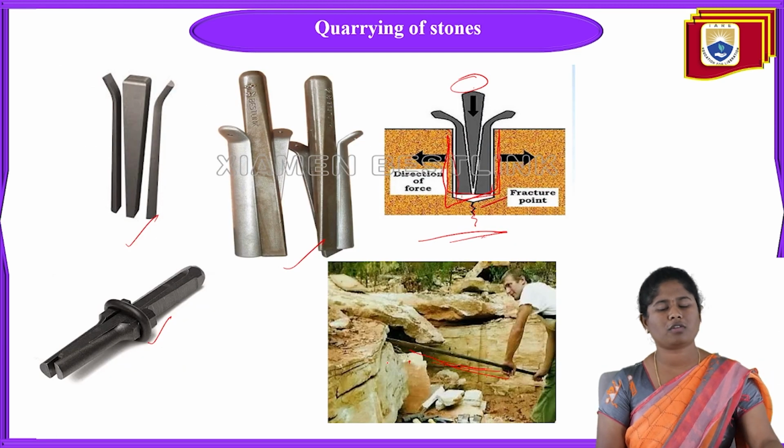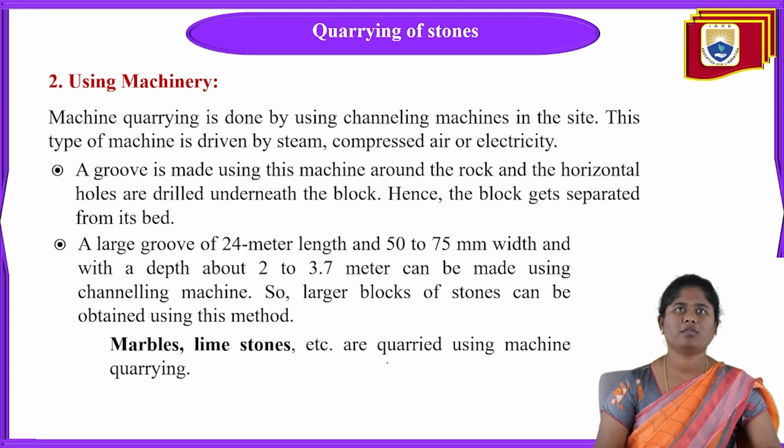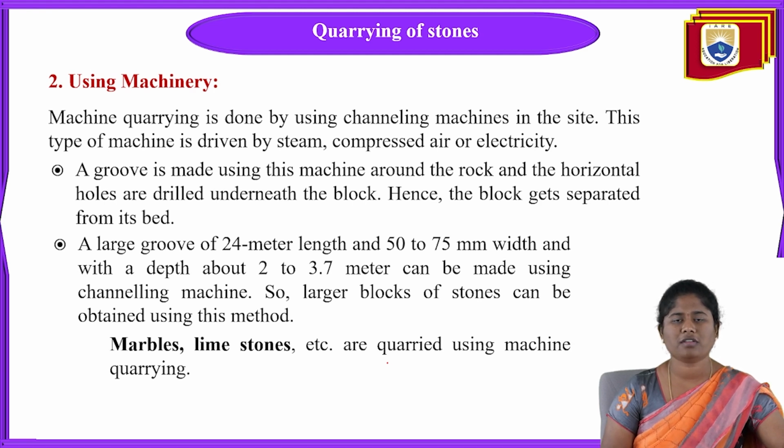Now we are going to the next process, that is using machinery. In this machinery, quarrying can be done by machines. This can be done by using channeling machines on the site, and this type of machine is driven by steam, compressed air, or electricity.